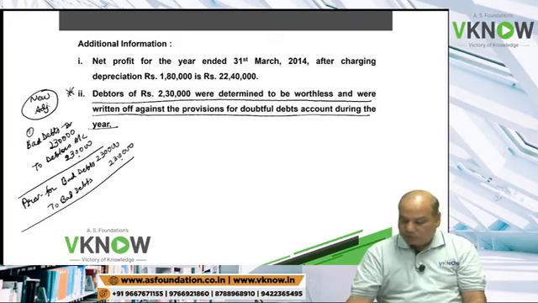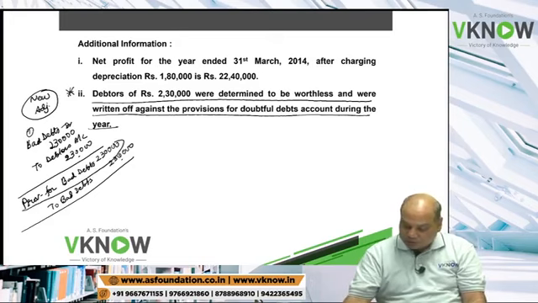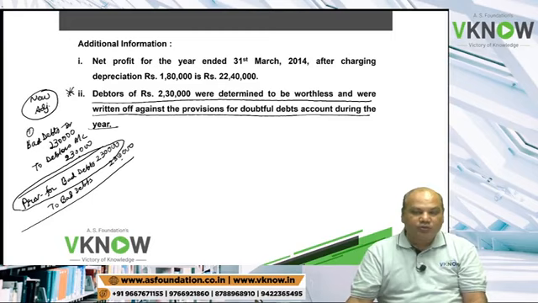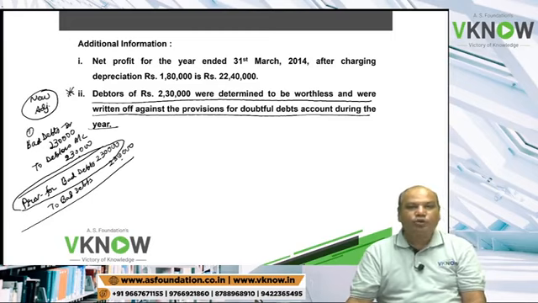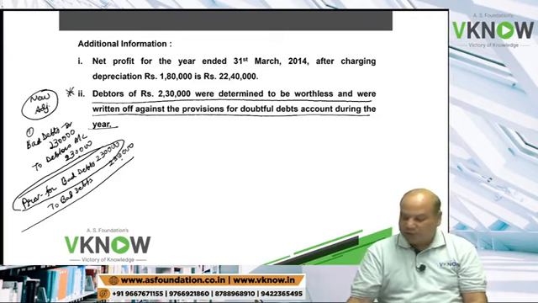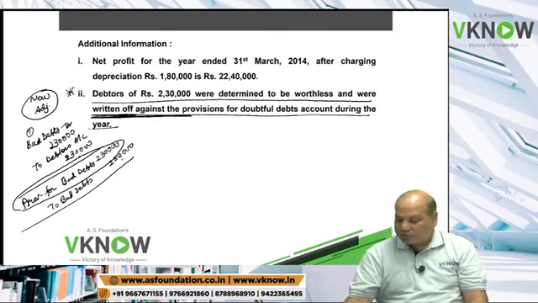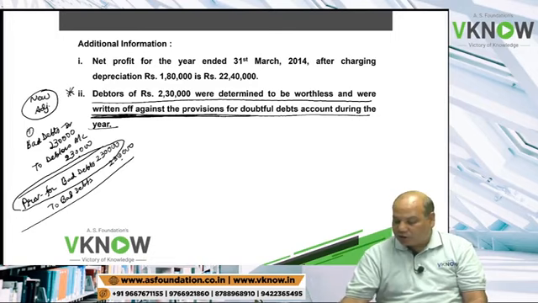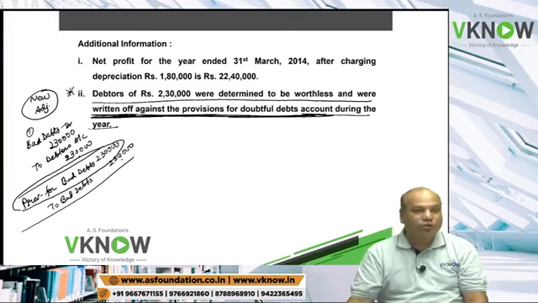So we will have to prepare one provision for bad debt account to see how much provision for bad debt was transferred to P&L account in the current year, because there is an actual bad debt which has happened and the problem clearly mentions here these bad debts were written off against the provision for doubtful debt account. So it was not directly transferred to P&L account, it was transferred to provision for bad debt account.